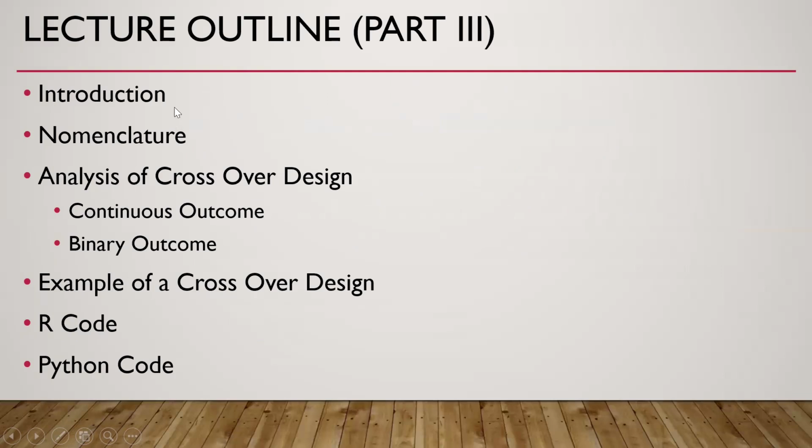And this is my lecture outline. First, I will give an introduction, followed by nomenclature. Then I'll talk about the analysis of crossover design. The results of the crossover design may be continuous outcome or binary outcome. Then I will give an example of crossover design. We will do manual calculations as well as calculations using R code and Python code.